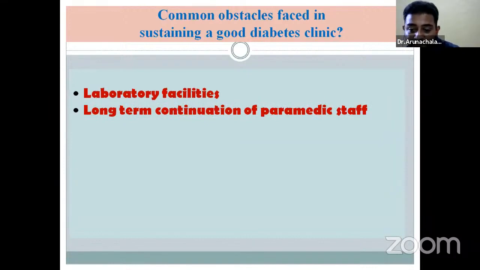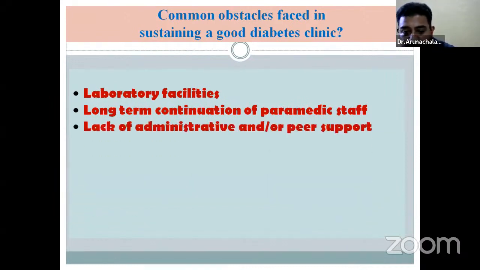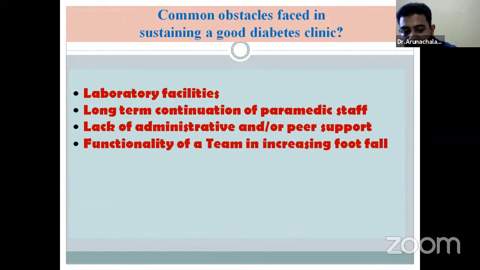Long-term continuation of the paramedical staff is another one. These paramedical staff, particularly the lab technicians and the people who collect the samples, keep shifting places. So that is going to be a big challenge for you. Then lack of administrative and peer support. If you are the physiotherapist and also the diabetic educator, you cannot sit in the front office. You cannot do the admin work. So you need someone to do the admin work. Please employ a person with administrative qualities and expect the team, that is the peers, to support you in all ways, and select people on that basis for like-minded functionality of a team.